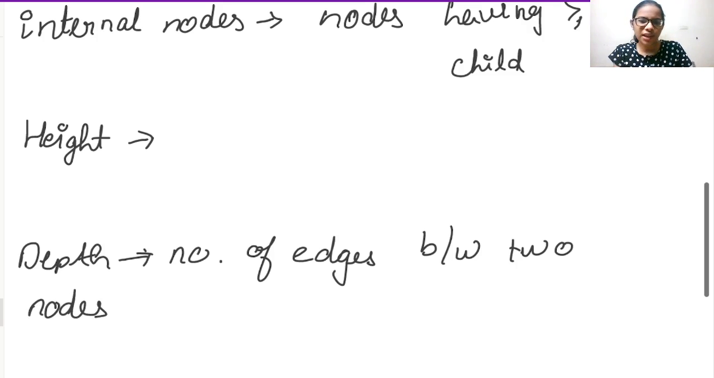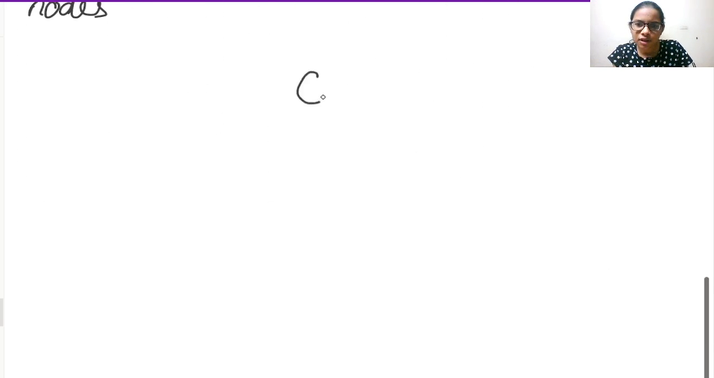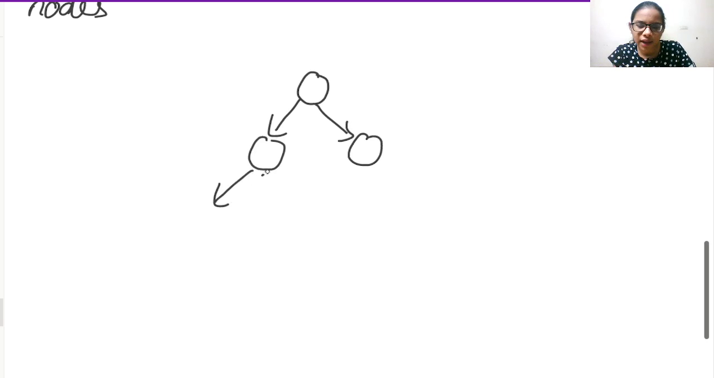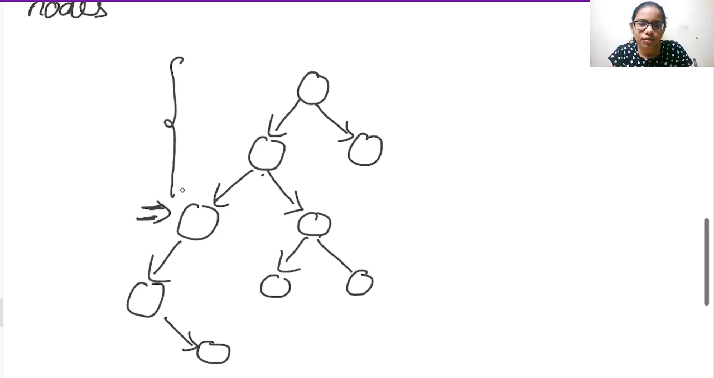So suppose that we have a binary tree. Let me draw a binary tree over here, and I will draw two more nodes. Now suppose that we want to find the height as well as depth of this particular node. This is known as depth, and from here to here, it is known as height of the node.